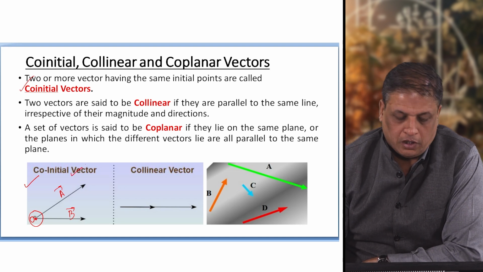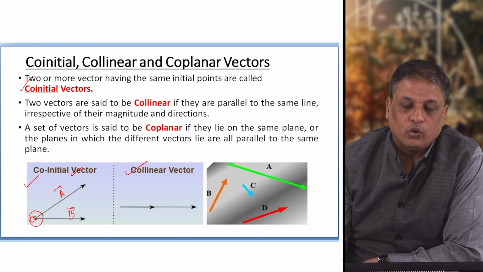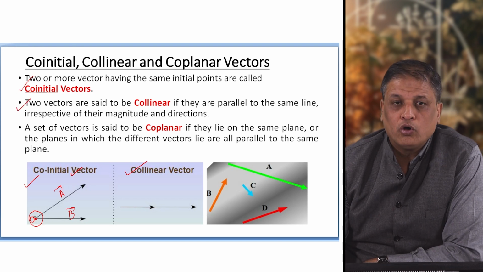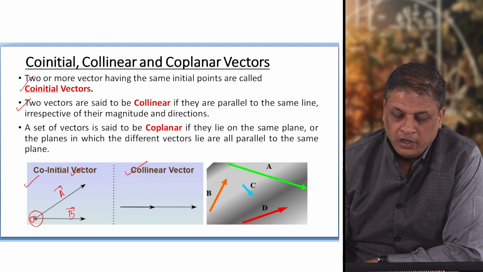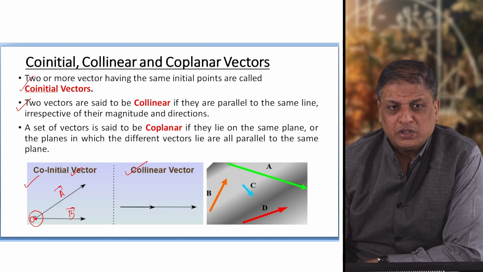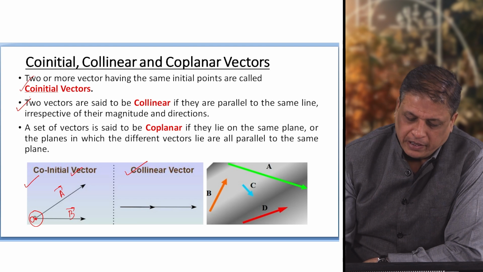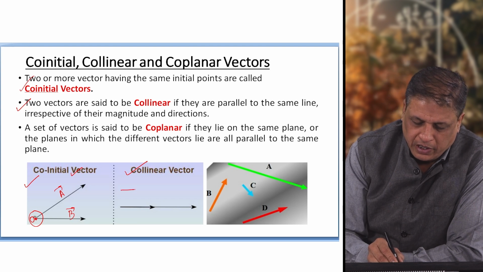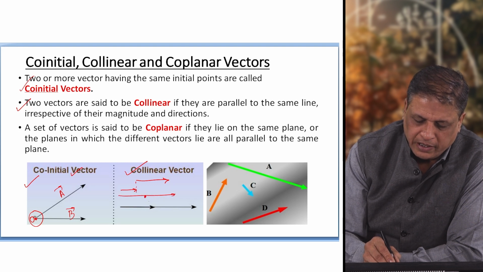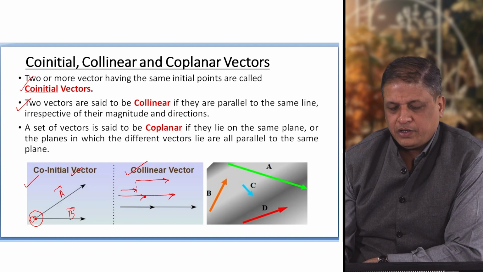Apart from this, in the next figure we have collinear vectors. And what are collinear vectors? Two or more vectors are said to be collinear if they are parallel to the same line, irrespective of their magnitude and direction. So if we have this vector and this is also a vector, then they are parallel to each other and they are collinear. They are lying along the same line, so they are collinear vectors.